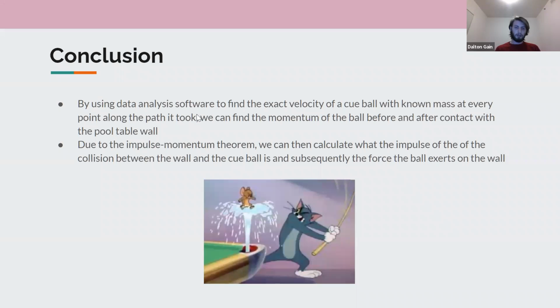So in conclusion, by using the data analysis software, we were able to find the exact velocity of the cue ball with a known mass at every point along the path it took. We can then find the momentum of the ball before and after contact with the pool table wall. Due to the impulse-momentum theorem, we can then calculate the impulse of the collision between the wall and the cue ball, and subsequently the force the ball exerts on the wall.